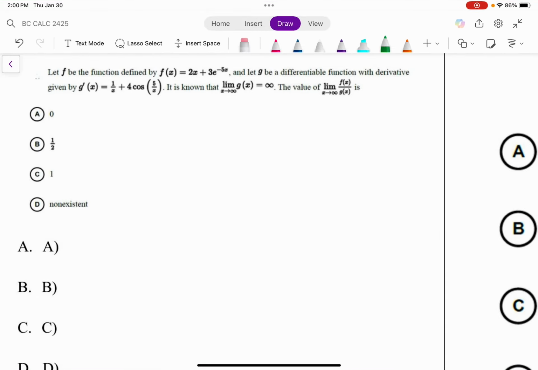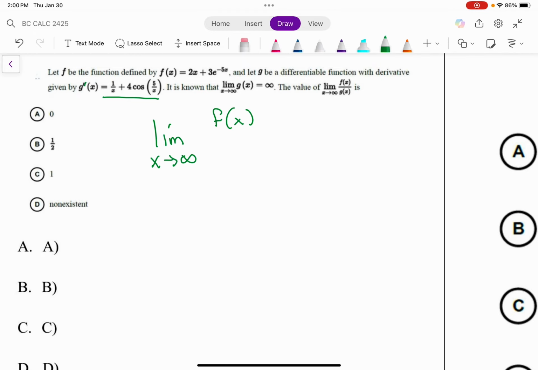Okay, this question says, let f be the function defined by f of x equals 2x plus 3e to the negative 5x. And g is a differentiable function with derivative g prime equal to this. It's known that the limit as x goes to infinity of g of x is equal to infinity. Find the value of this limit here. So they're kind of throwing a jumble of information at us.